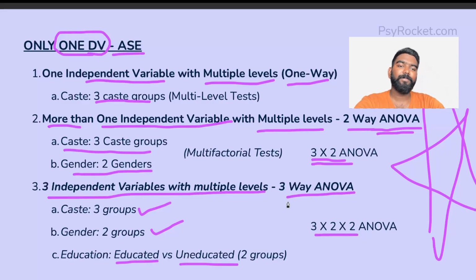Many different ANOVAs are possible, but getting the results is very easy in SPSS. You will just select that you want to perform so and so ANOVA, these are my independent variables and this is my dependent variable, but the interpretation of it will become complicated.